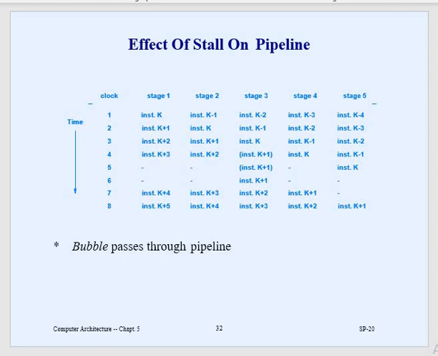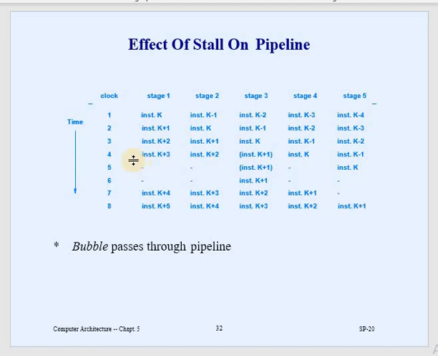So let's start with what we were discussing in the last slide. We were discussing the effects of stall on pipeline. As we had discussed, whenever some instruction gets stuck in some stage, no new instruction can enter the previous stage, and if that instruction doesn't complete its job in one clock cycle, in the next clock cycle again this bubble starts to move forward.